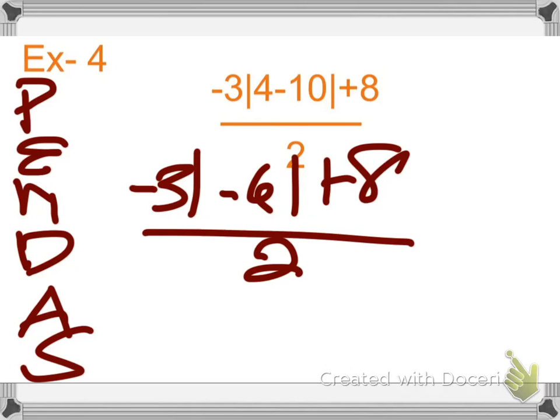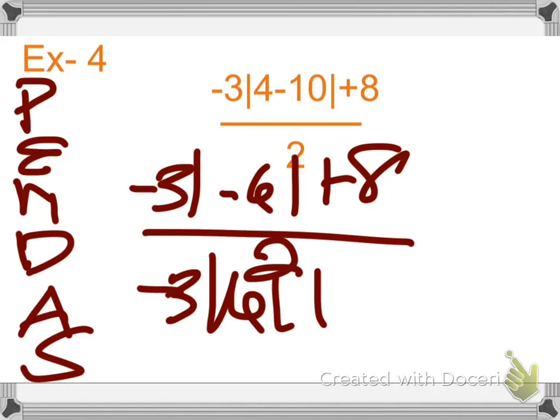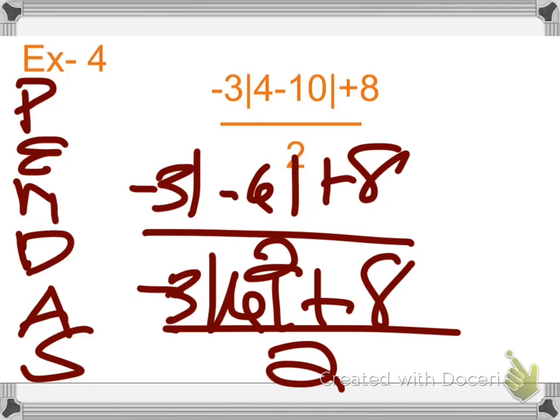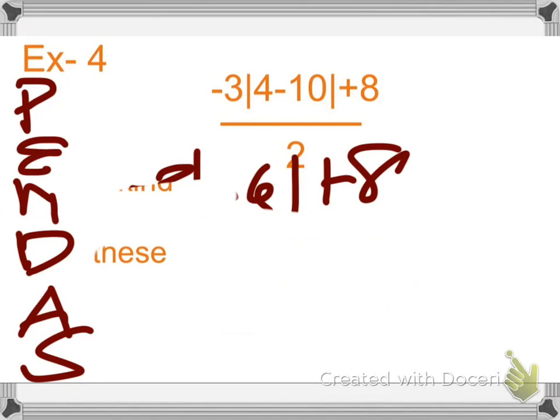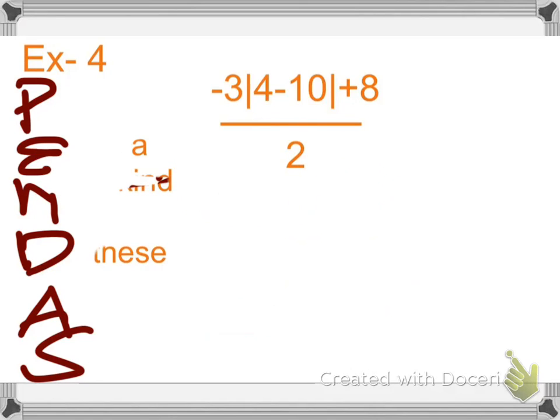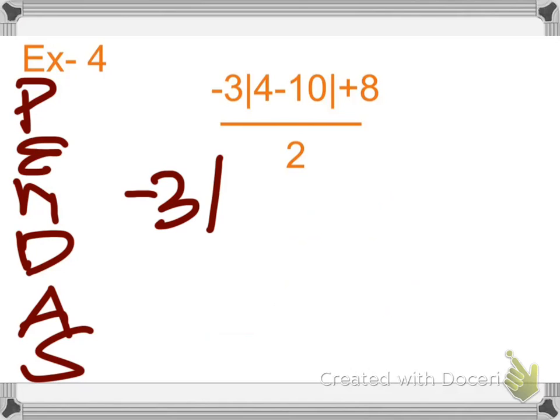But since the absolute value in the parentheses is from negative 6, we have to do negative 3, 6 plus 8 over 2. Since I ran out of space, pause this video to make sure that you got all these problems and notes, because I'm going to erase it. So that would be negative 3, evaluate negative 6, plus 8 over 2.